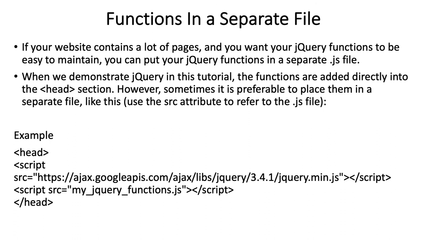That's really good on a big site, because you may have login or some functions that you want to include many places, and you don't want to have to update 25 different pages. On our small sites, I'm not sure it's worth the effort, but you're certainly welcome to experiment with it and make your own decision. When we demonstrate jQuery in this tutorial, the functions are added directly into the head section. However, sometimes it's preferable to place them in a separate file and use the source attribute to refer to it. So, here's an example, and we talked about source last lecture, where we're pulling in a specific file.